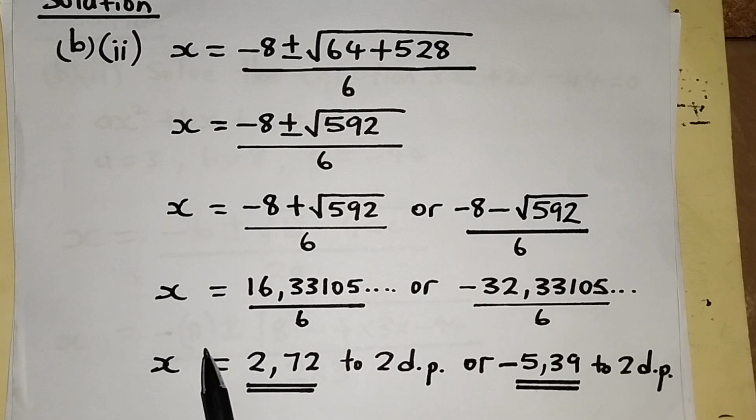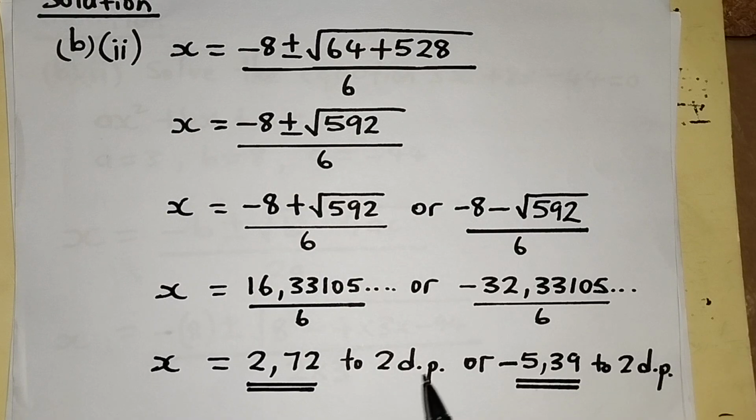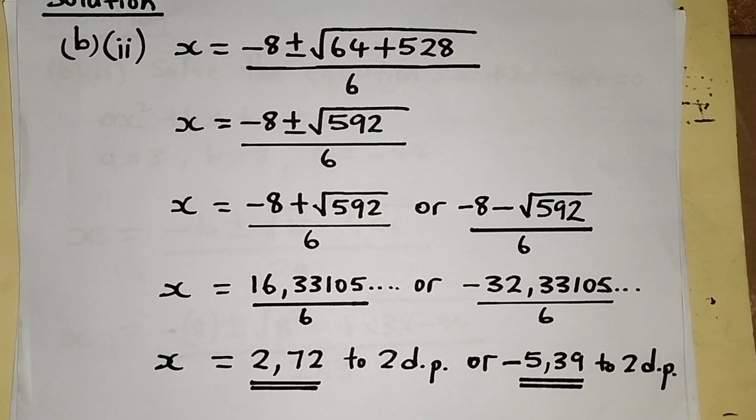So finally, x equals 2,72 to 2 decimal places, or minus 5,39 to 2 decimal places.